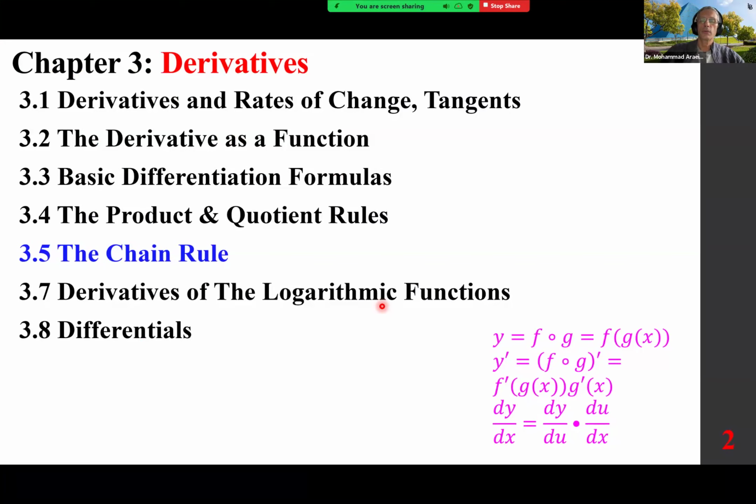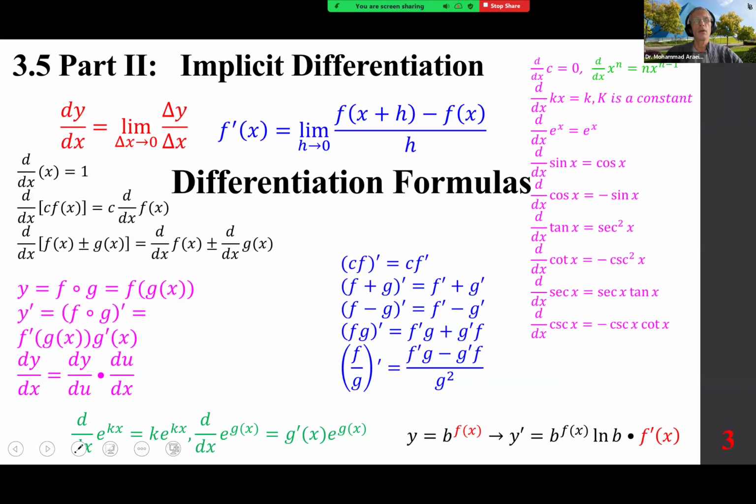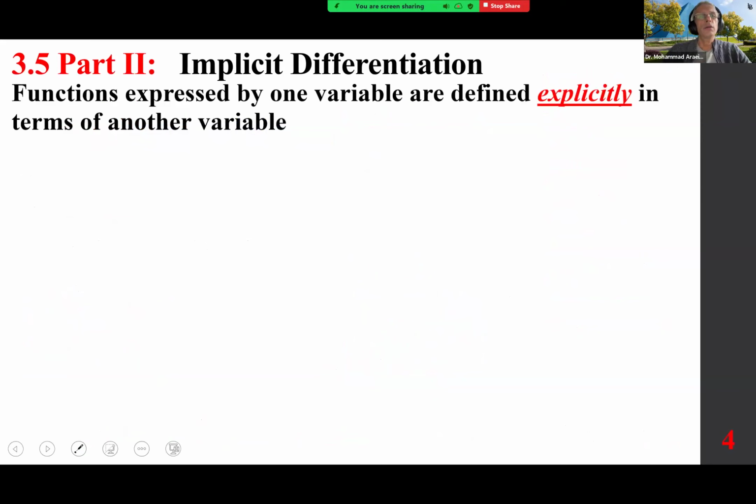So we looked at the chain rule, which results from a composite function. As you can see here, we have differentiation formulas you have seen, various differentiation formulas from the definition to basic differentiation formulas, to the product rule, quotient rule, chain rule, exponential rule. And now 3.5 part 2, implicit differentiation.